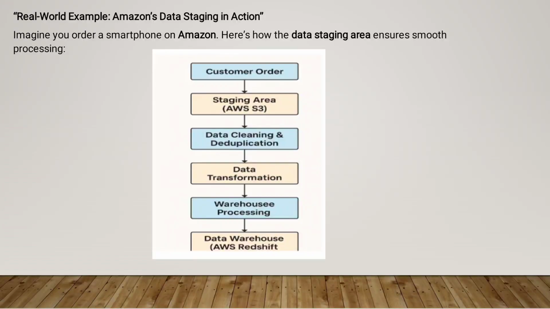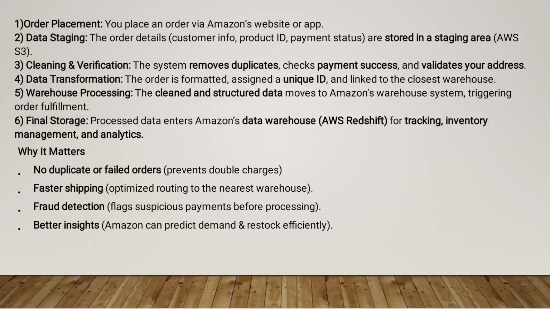Let us see first the flow of this process. First, the customer orders, then it goes to a staging area stored like AWS S3, and it goes to data cleaning and deduplication, and it goes to data transformation, and then warehouse processing, and finally it goes to the data warehouse, AWS Redshift. Now let us see these terms.